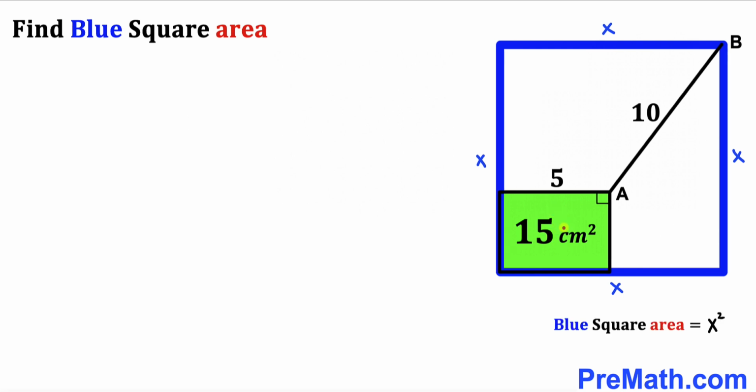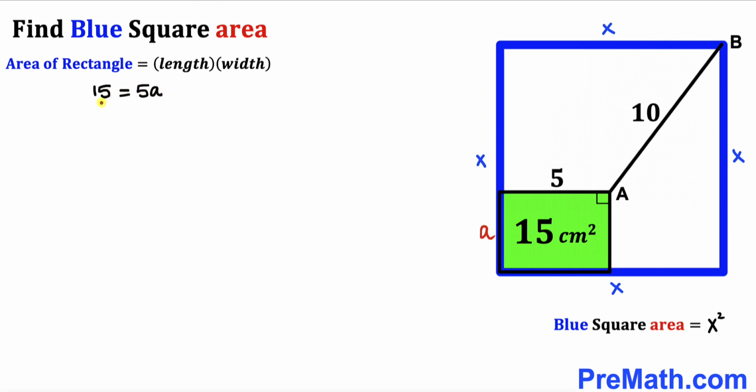And here's our next step. Let's focus on this green rectangle whose side length is 5 centimeter. Let's assume that its width is a centimeter. Now let's recall the area of a rectangle formula: area equals length times width. In our case, our length is 5 and the width is a. And the area has been given for this green rectangle as 15 centimeter square. So I can fill in the blanks in this formula.